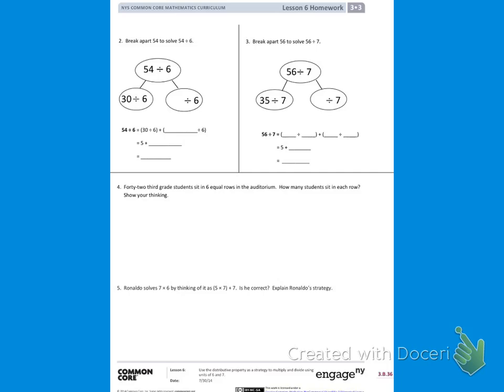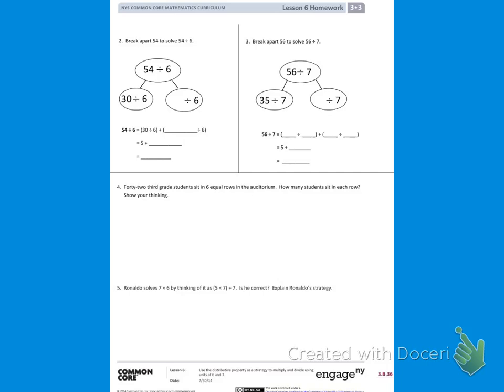Looking at the number 6, we are going to figure out what 6 times 5 is. That way we can pull apart the easy fives fact. Well, 6 times 5 is 30. So as you can see, they've written in the circle below the math problem, 30 divided by 6. The reason they did that is because they pulled out the easy fives fact. 6 times 5 is 30. So they went ahead and brought down 30 divided by 6.